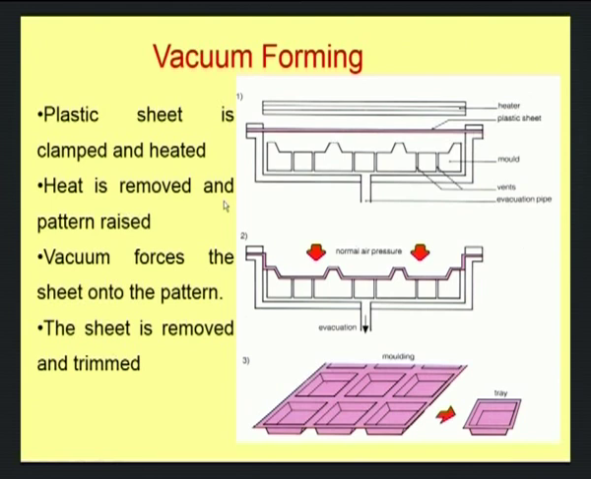Another variation is where the plastic sheet is again clamped and subjected to heat. Instead of a pre-heated thermoplastic sheet, a sheet is placed and a heater is provided over it, which will provide the necessary heat energy for this sheet to get softened. And now, in the second stage, heat is removed and then the pattern will be raised, and then vacuum forces the sheet onto the pattern, and then the sheet is removed and trimmed.